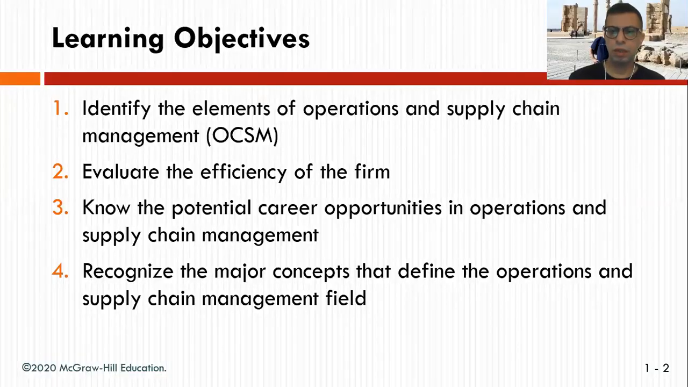Now, the objective of this chapter one is to identify the elements of operation and supply chain management. We will evaluate the efficiency of the firm, know the potential career and opportunities in operation and supply chain management, and recognize the major concepts that define the operation and supply chain management field.